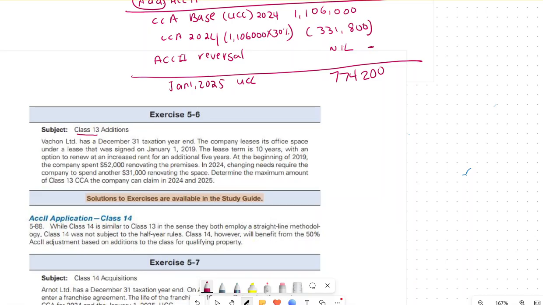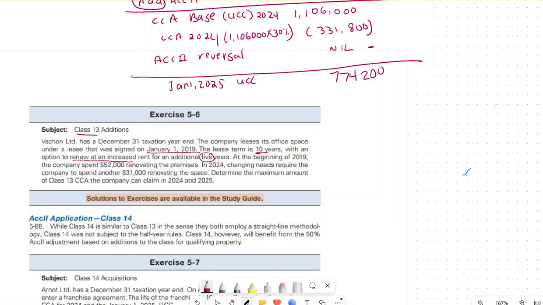Watchcon Limited has a December 31st tax year end. The company leases its office space under a lease that was signed on January 1st, 2019. The term of the lease is 10 years with an option to renew for 5 more years. We're only allowed one renewal. So we are only allowed one renewal.